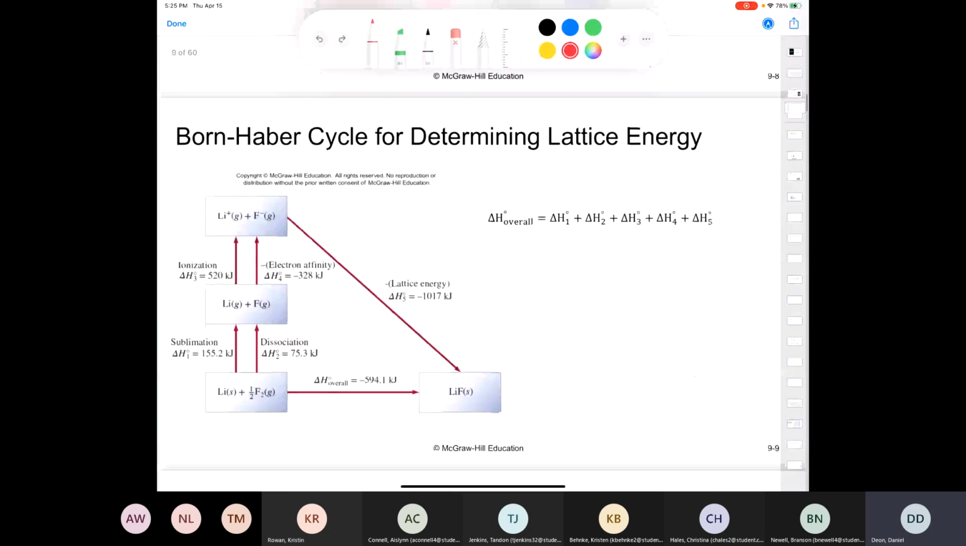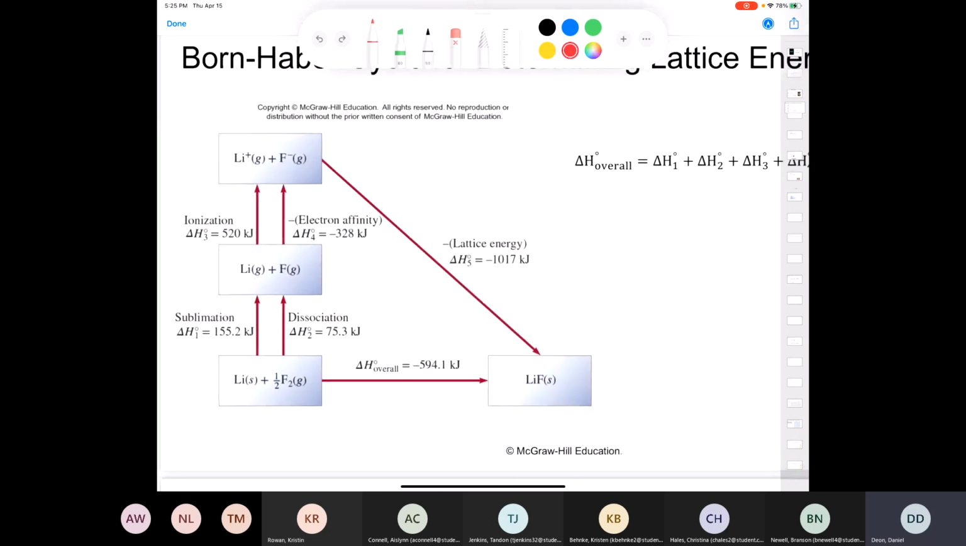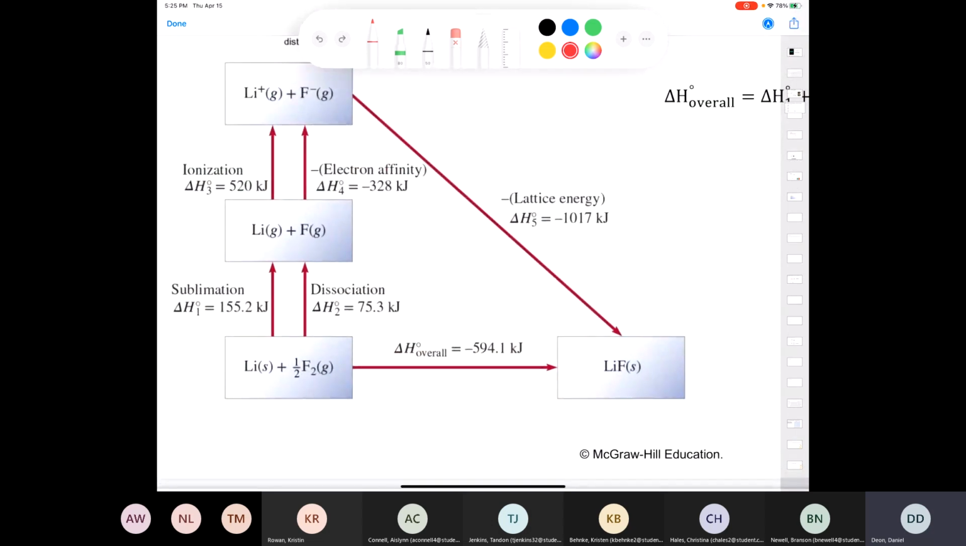Well, let's talk about how we would quantify lattice energy. If you got my email today, I put in a link to a very short YouTube video about the Born-Haber cycle and how it's used to determine lattice energy. What's interesting is if you look at the overall heat of formation of lithium fluoride, you can see that it's this big negative value of negative 594.1 kilojoules. So a lot of heat is given off when we form lithium fluoride.